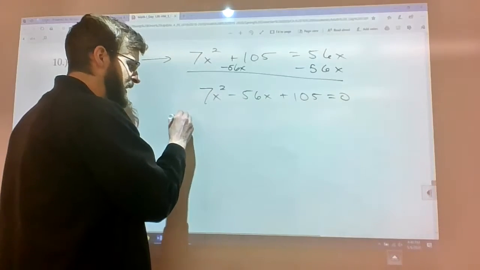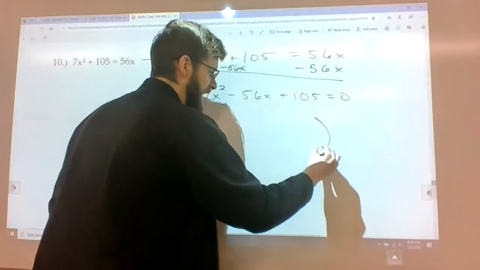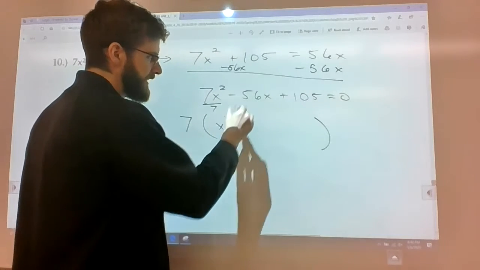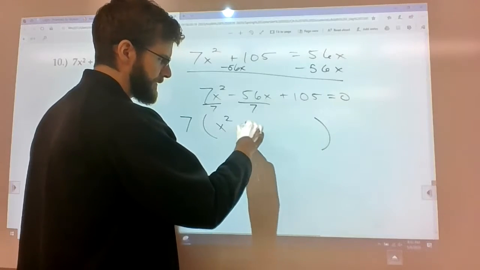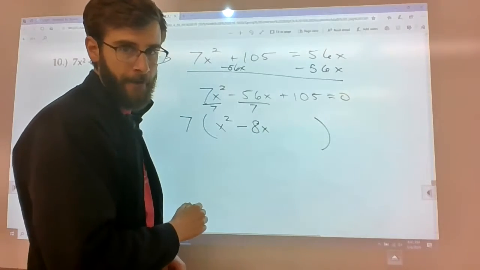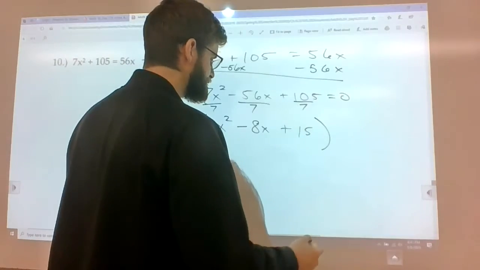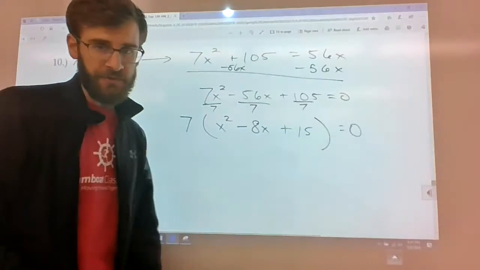So if you take out the 7, the leftovers will be 7x squared divided by 7, negative 56x divided by 7, and then 105 divided by 7, which is positive 15. And that whole thing equals 0.